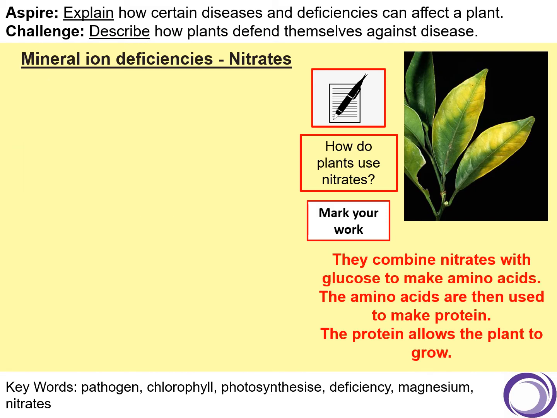So hopefully you have written down, guys, how plants use nitrates, and what they do is they combine the nitrates with glucose to make amino acids. And then obviously amino acids are then used to make new proteins, and the protein then allows the plant to grow.